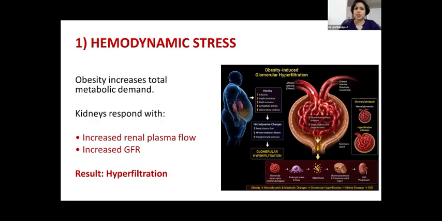Now moving on to hemodynamic stress, which Gopalakrishnan sir has already explained. Obesity increases the total metabolic demand, and the kidney responds with increased renal plasma flow and increased GFR, and there is increased sodium delivery to the distal tubule and macula densa sensor, and increased glomerular hyperfiltration. So there is increased renal plasma flow, increased afferent arteriolar dilatation, and increased glomerular pressure, resulting in glomerular hyperfiltration. Because of this, there is podocyte stress, glomerular sclerosis, interstitial fibrosis and tubular injury, and CKD progression.